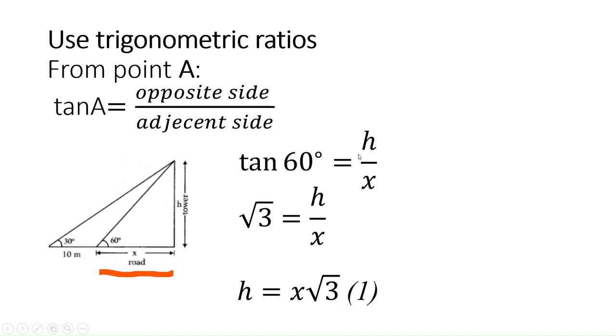Tan 60 is equal to h by x, but we know tan 60 is root 3. So root 3 is equal to h by x. h is the height of the tower, we need to find it out. So h is equal to x into root 3. Let us consider it as the first equation.